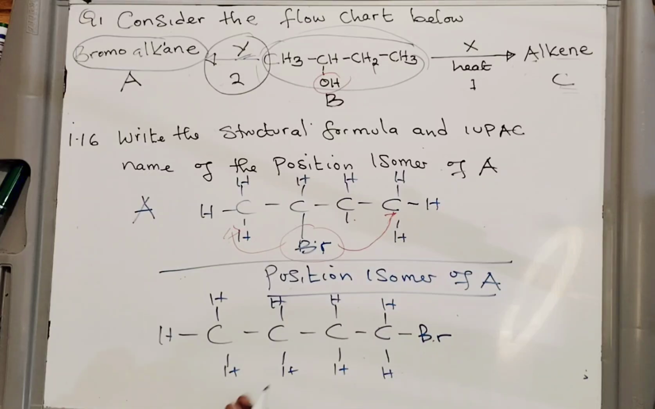So what is the IUPAC name of this? It is 1-bromobutane. 1-bromobutane is the IUPAC name.